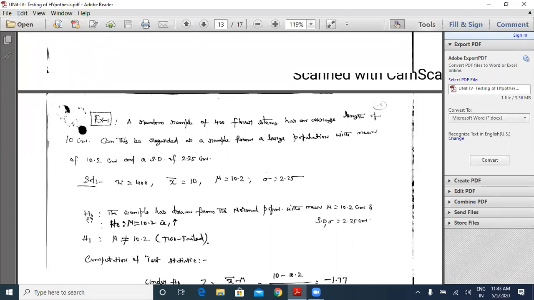So now we prepared H naught, where H naught is mu is equal to 10.2. The meaning of this is the sample has been drawn from the normal population with the mean mu 10.2 and SD 2.25. This sentence can be symbolically written as H naught: mu is equal to 10.2, and next you have to write H1. H1 is mu is not equal to 10.2. It is a two-tailed test.